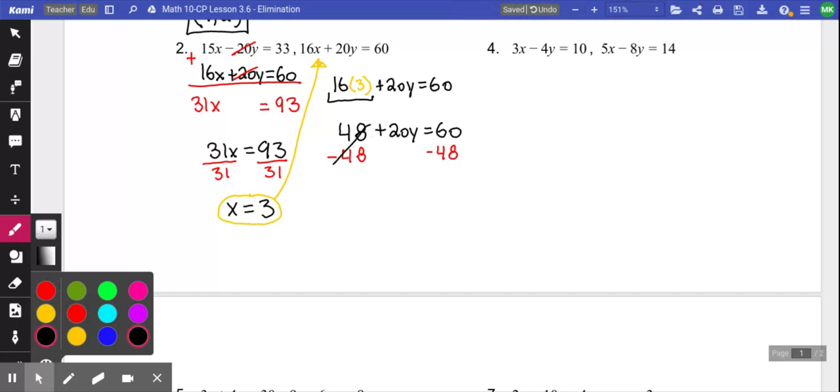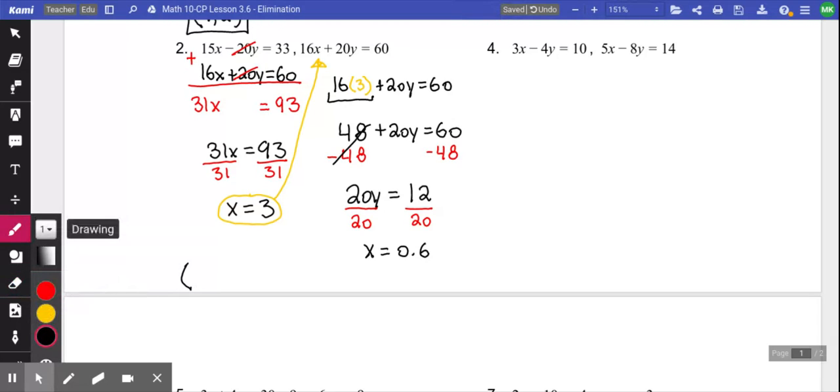Which gives me 20y equals 12. Now, I need to move that 20. To move that 20, I would divide both sides by 20. You put that in your calculator, and I believe you get 0.6. Meaning my answer is 3, 0.6.